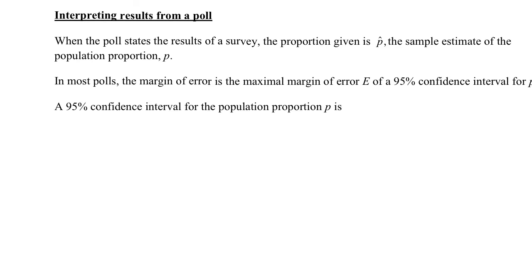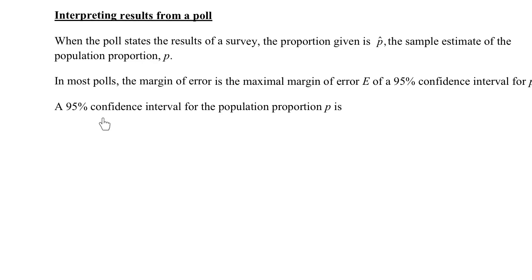When a poll states the results of a survey, the proportion given is p hat, which is the sample estimate of the population proportion. So basically that's the result of their survey, right? They're going to report p hat, but they're not going to say p hat, and they're not going to talk about a sample statistic. They're going to use normal words everybody understands. Also, in the vast majority of polls, a 95% confidence interval is used. But again, that will never be mentioned because the vast majority of people don't understand what that even means.